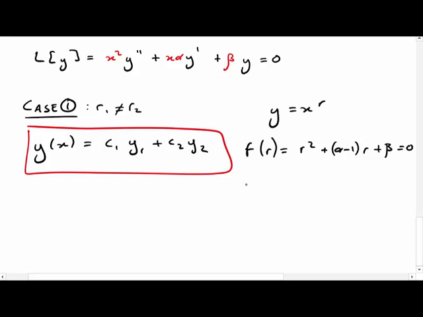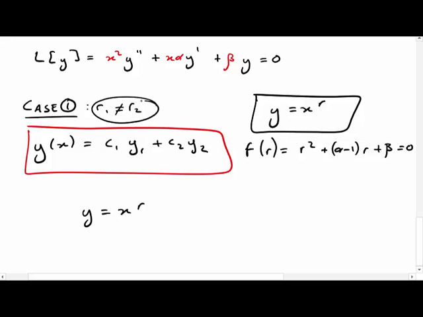Basically we're trying to look at some general solution. If y is equal to x to the power of r, and we end up with two values for r, r1 not equal to r2, that implies that we end up with two solutions as well. So y1 will be equal to x to the power of r1, and y2 will be x to the power of r2. These are our two solutions.